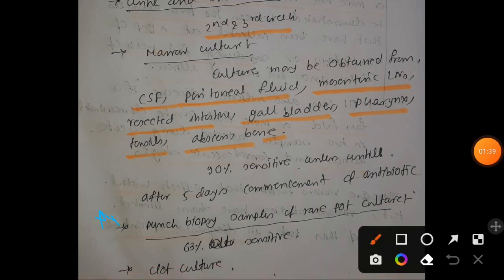Remember, during the time when I have talked about the symptoms of the typhoid, we have told you that the rose spot is going to play an important role in the diagnosis of the typhoid, right? And here it is. So this test is 63% sensitive, and we can also perform clot culture.